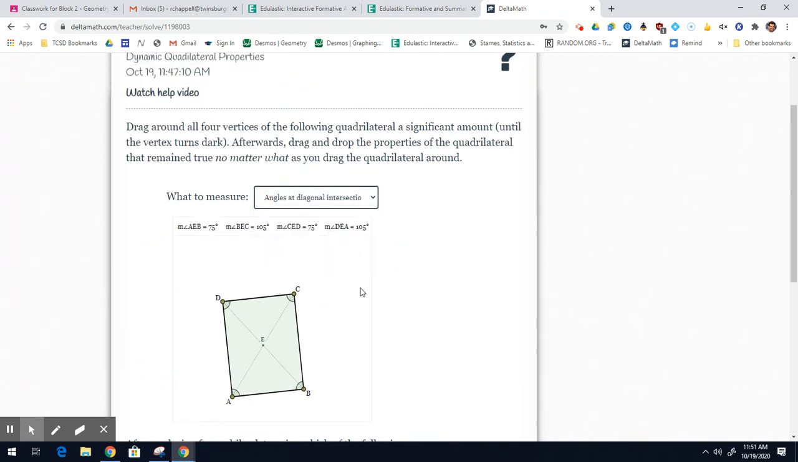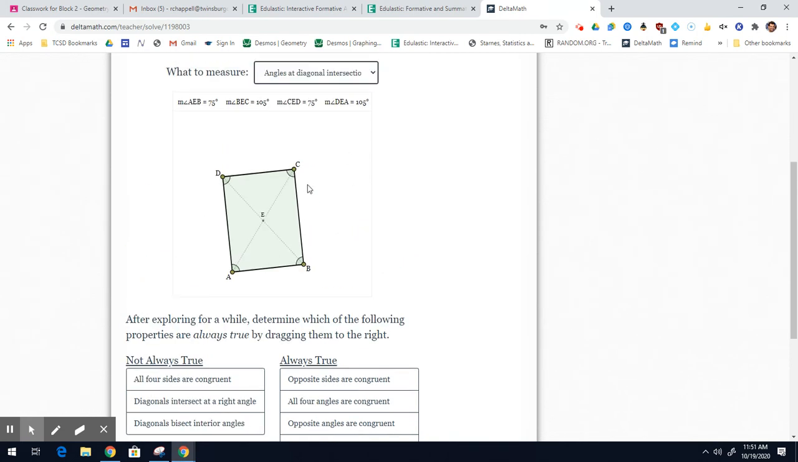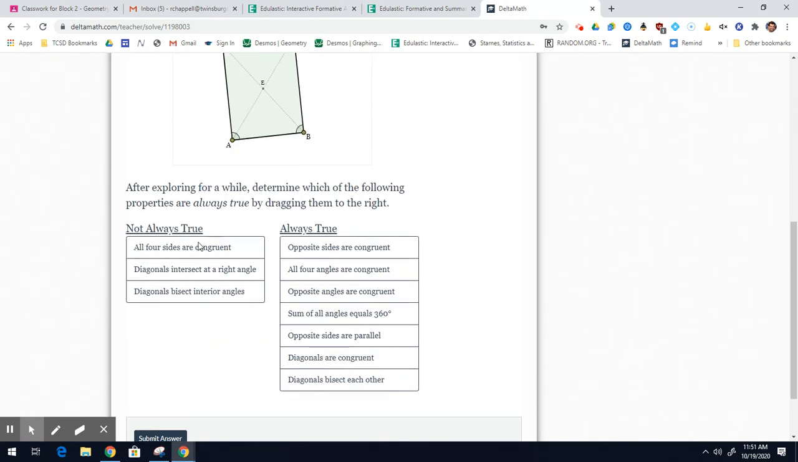But now angles at the intersection, so these are all at E. And notice that they're not all right angles, so the diagonals also do not intersect at a right angle. They're not perpendicular. So these are the 7 that are always true for this figure, which is a rectangle. Okay, and these 3 are not.